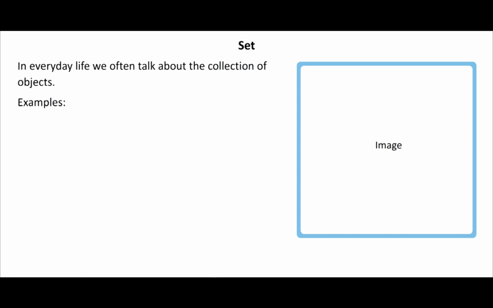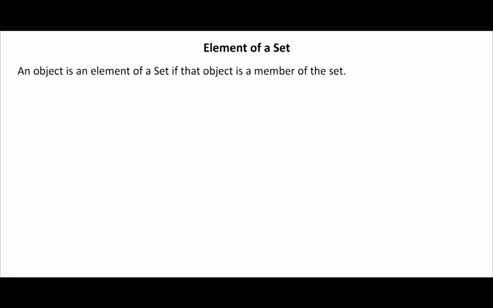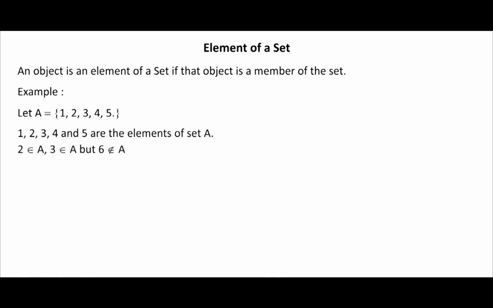We use the word set for a special type of collection. Only those collections that are well-defined are called sets. Thus, a set is a collection of well-defined objects. An object is an element of a set if that object is a member of the set. Example, let A be the set of the numbers 1, 2, 3, 4, 5. This means that 1, 2, 3, 4 and 5 are the elements of set A. But 6 is not an element of set A.